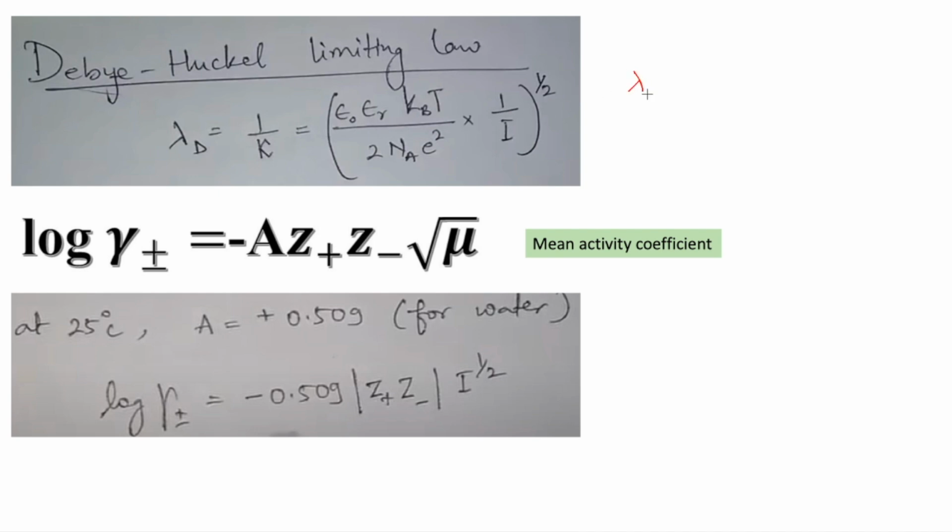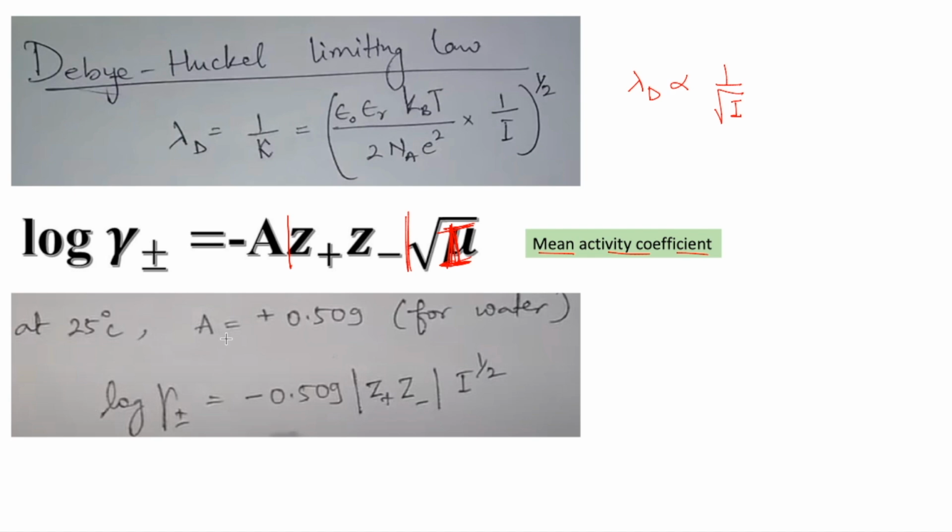So you can simply say that Debye length is inversely proportional to under root of ionic strength. Rest of the things are constant, right? There is one more equation which is called mean activity coefficient equation, and that is given by log gamma plus minus is equals to minus A z plus z minus mod under root I. Okay, it should be under root I. So that's the equation which gives you the value of your mean activity coefficient.